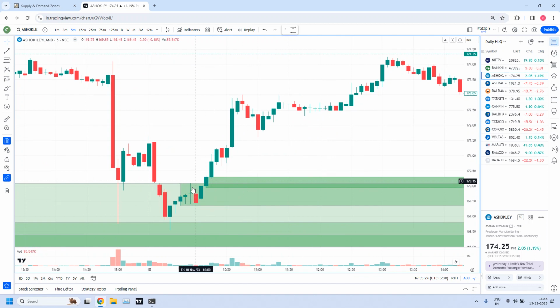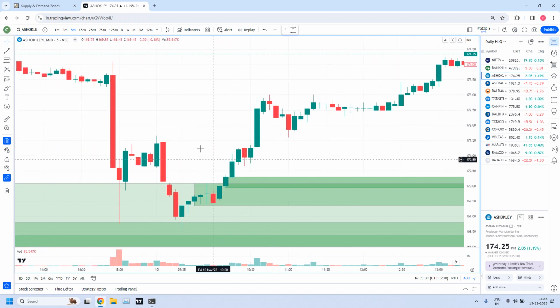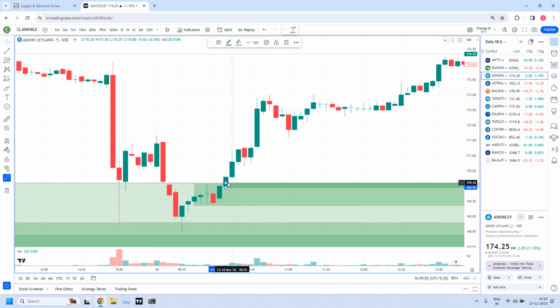See, near the proximal line of this 15-minute zone, we identified the 5-minute zone. We have a rally, a short candle base, and again a rally candle. So what you can do to minimize the risk is adjust to the proximal line of this daily demand zone, the daily high liquidity zone. This is the way. Instead of keeping your entire zone like this, you can place it like this. That means at the proximal line, you can plan to take a trade.